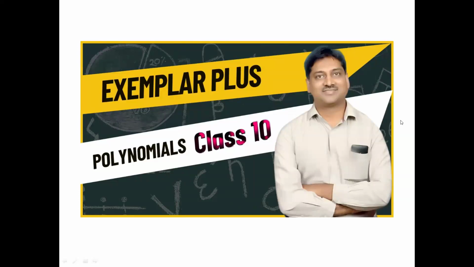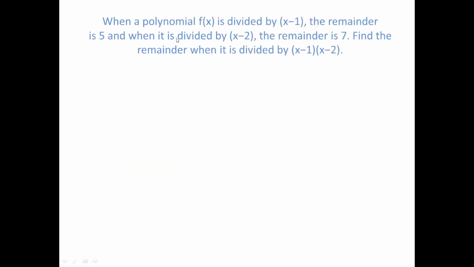This takes us to an interesting question, which you will see now. And this is the question. When a polynomial is divided by x minus 1, the remainder is 5. The same polynomial is divided by x minus 2, the remainder is 7. You have to find the remainder when the polynomial is divided by x minus 1 into x minus 2.